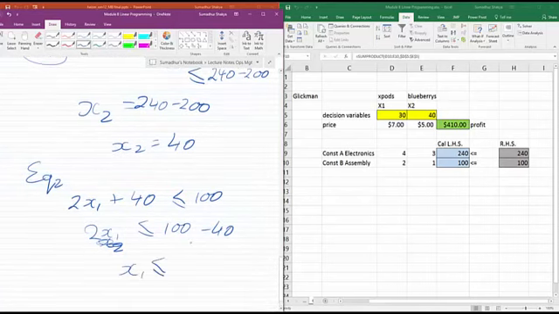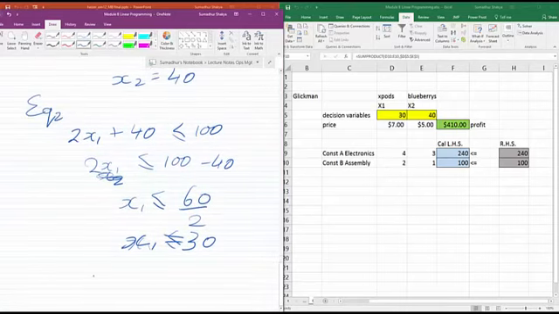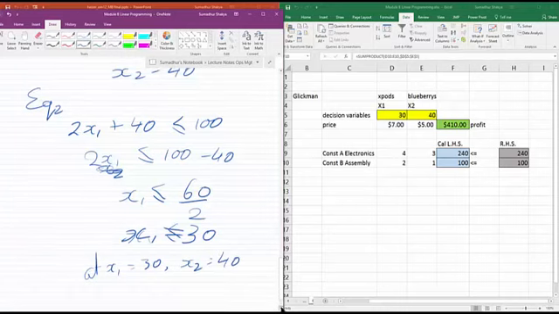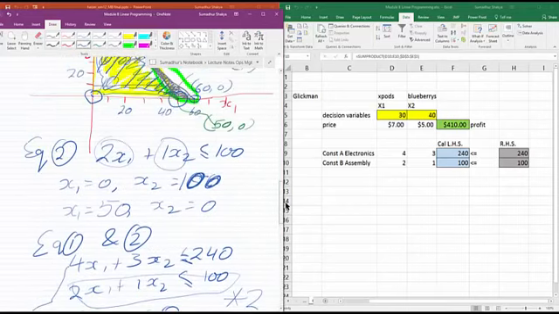Therefore x1 has to be less than 100 minus 40, which is 60, and this 2 goes to the denominator, so it is 30. So x1 has to be less than or equal to 30. So we know that at x1 equals 30 and x2 equals 40, this point is part of both the constraint equations.